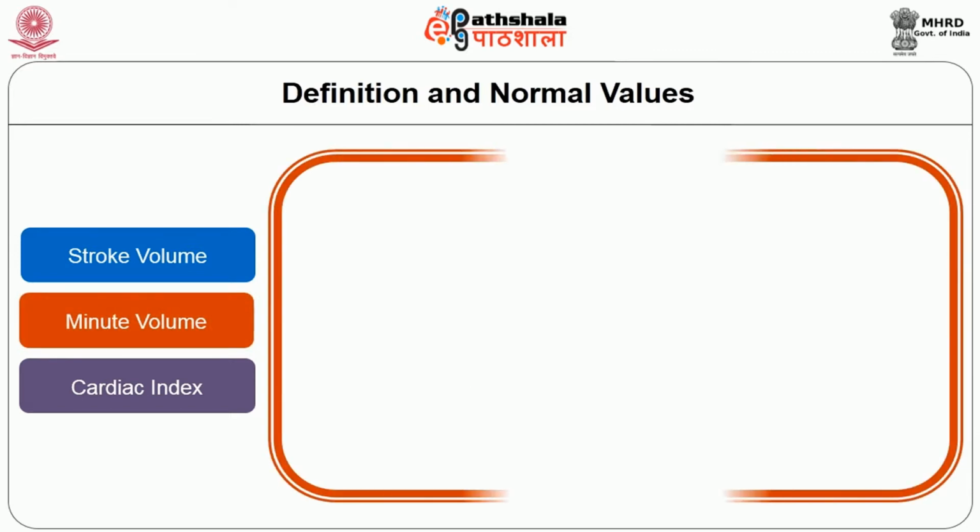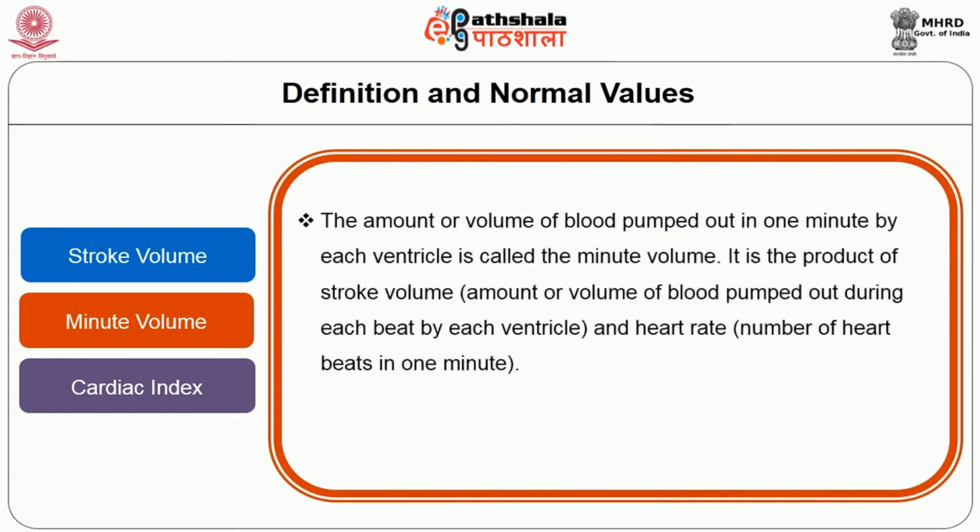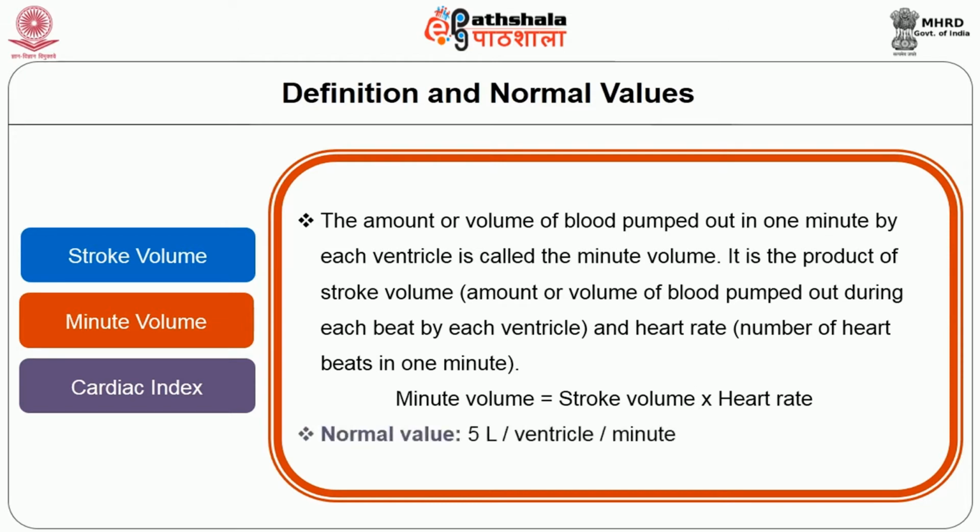What is minute volume? The amount or volume of blood pumped out in 1 minute by each ventricle is called the minute volume. It is the product of stroke volume, that is the amount or volume of blood pumped out during each beat by each ventricle, and heart rate, the number of heartbeats in 1 minute. So, minute volume is derived from multiplication of stroke volume with heart rate. The normal minute volume value is 5 liters per minute.